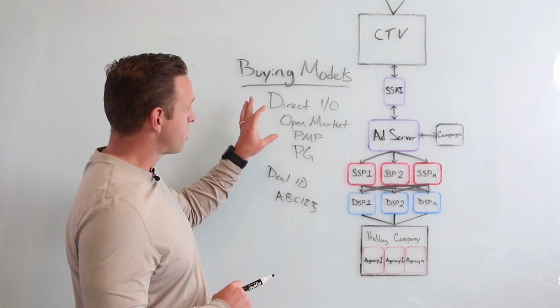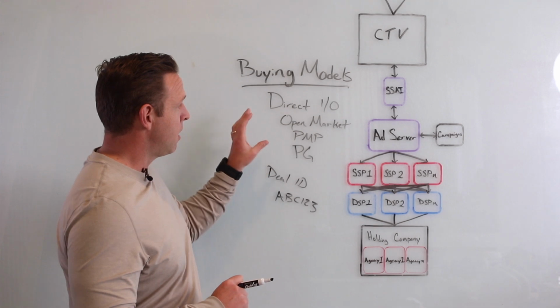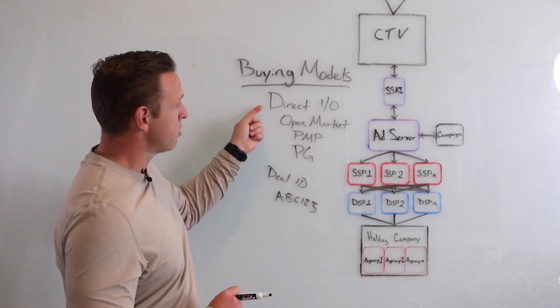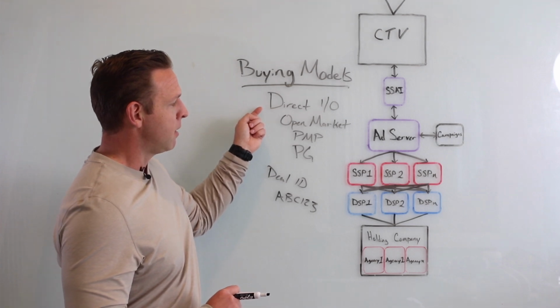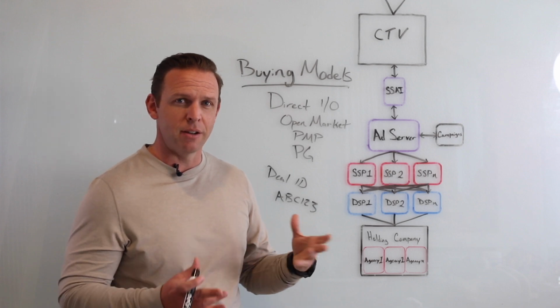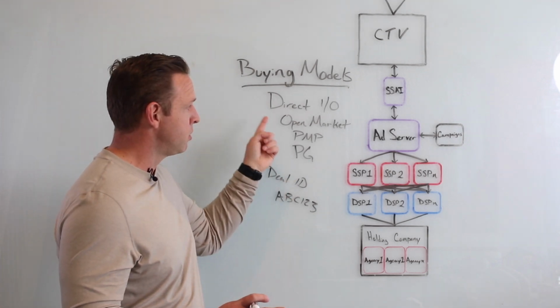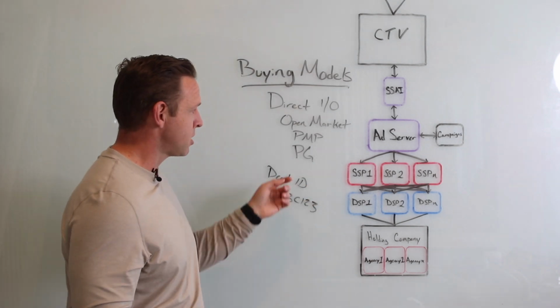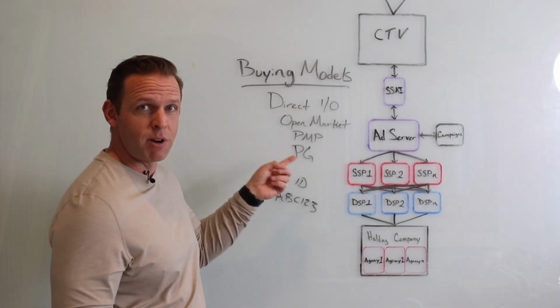So it gets closer to the direct IO method, where the biddable PMP is closer to open market, the PG is closer to direct IO. So if you want to guarantee what you're selling in a fashion similar to direct buys, but you want the flexibility of a programmatic auction, then PG is the right move.